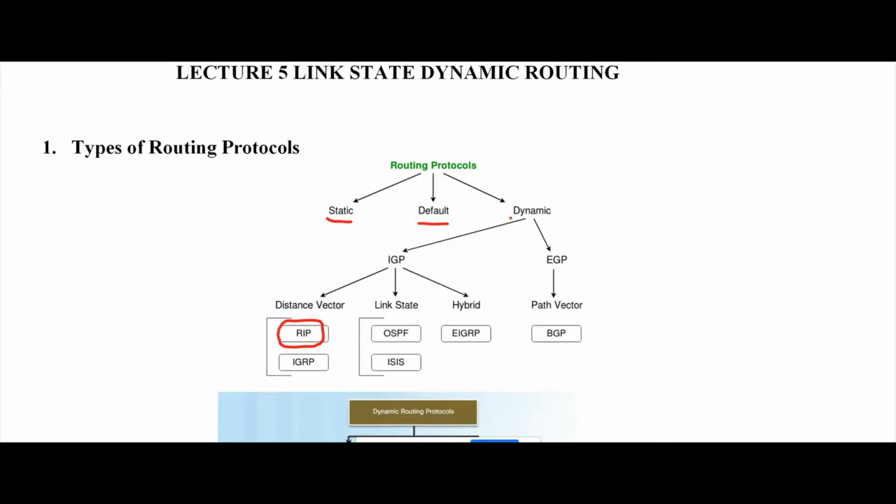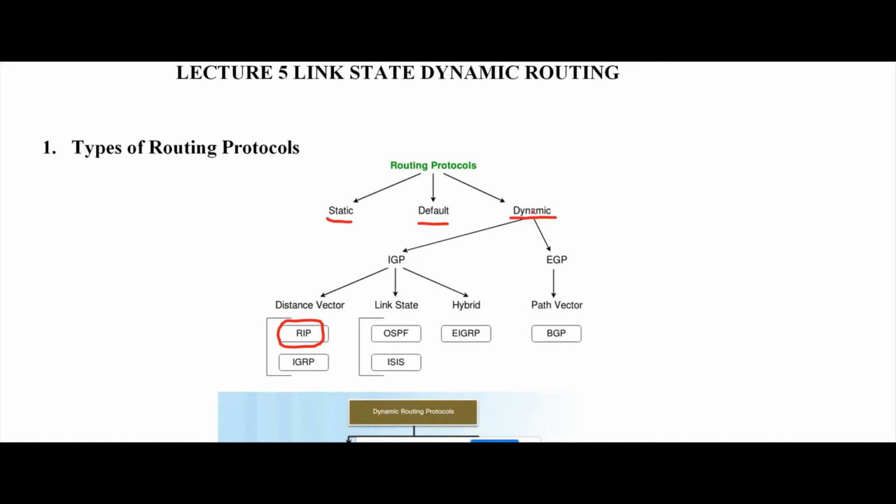Then we are going for the dynamic. In static, you have to do everything manually. The administrator is going to configure all the routes, whatever routes you need. The same thing applies to default routing: the administrator configures everything manually.